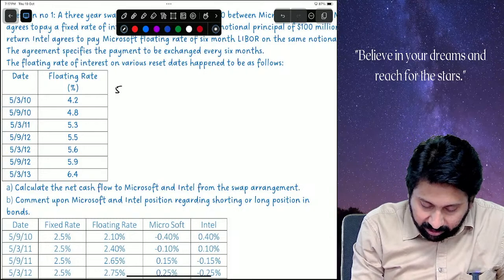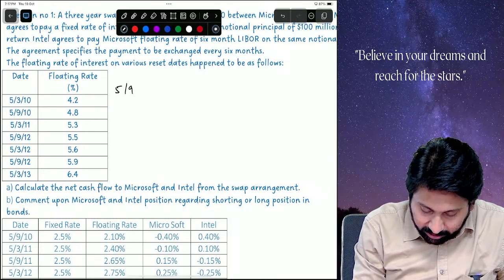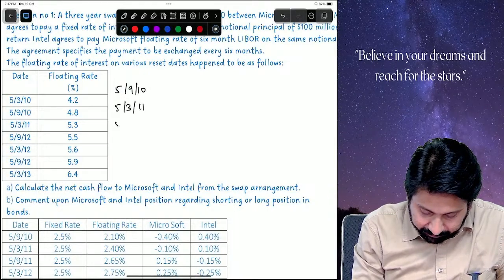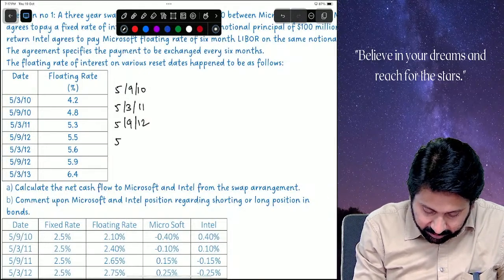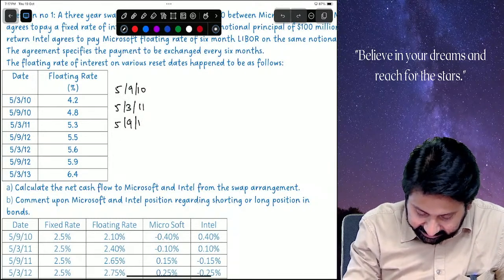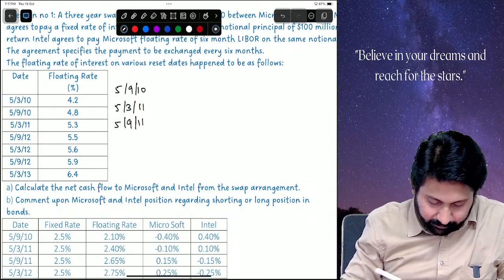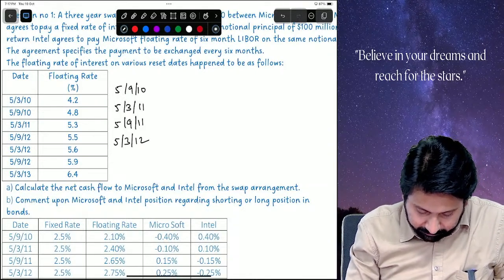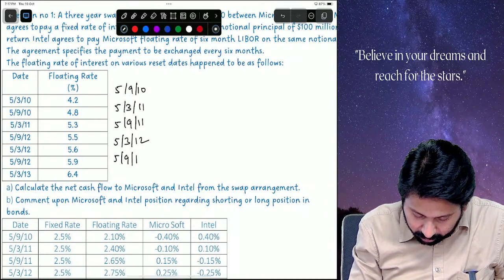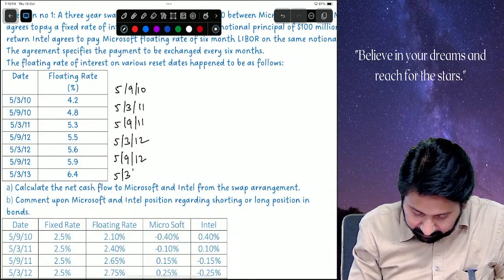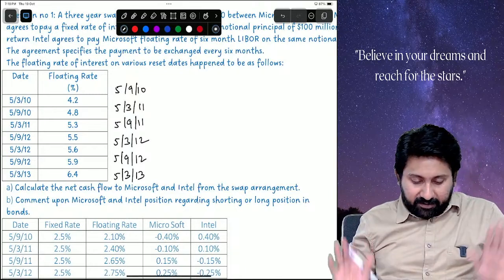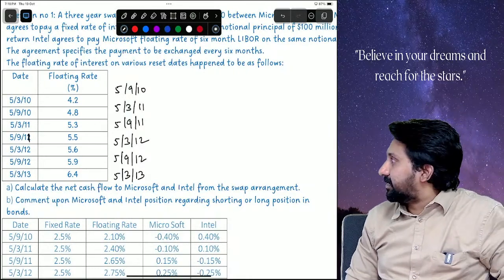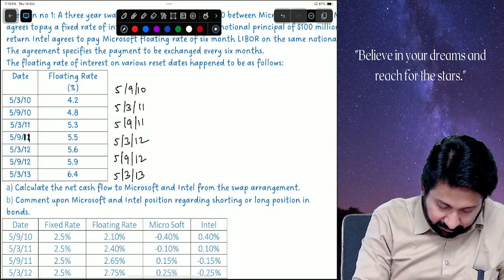Tell me, what date do I start? 5-9-2010. Next. 5-3-2011. Next. 5-9-2011. Next. 5-3-2012. Next. 5-9-2012. Next. 5-3-2013. Up to here, everyone understood clearly? Sir, this is 11, not 12. By mistake it was printed. It is not 12, it is 11.